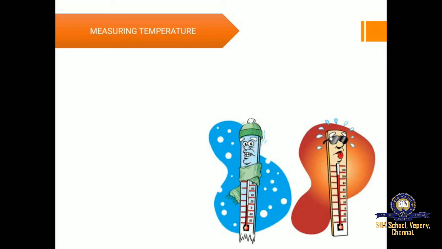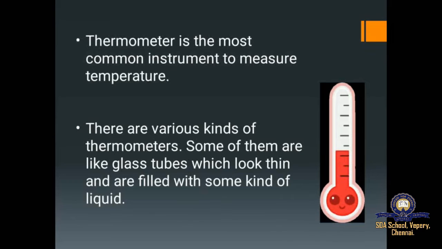Measuring temperature. To measure the temperature, we use an instrument called a thermometer. Thermometer is the most common instrument used to measure temperature. There are various kinds of thermometers. Some of them are glass tubes which look thin and are filled with some kind of liquid. The liquid may be mercury or alcohol.